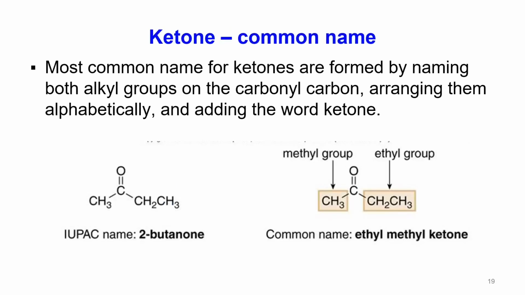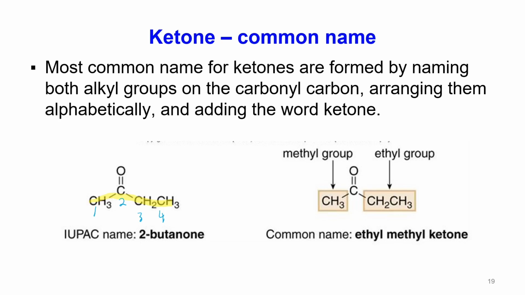Common names for ketones. Most common names for ketones are formed by naming both alkyl groups on the carbonyl carbon, arranging them alphabetically and adding the word ketone. This structure is known as 2-butanone because we have 4 carbon atoms and we have carbon double bond O at carbon number 2. Carbon number 1 should start at the end nearest to the carbon double bond O. Carbon number 1, 2, 3, and 4. So the IUPAC name given is 2-butanone.